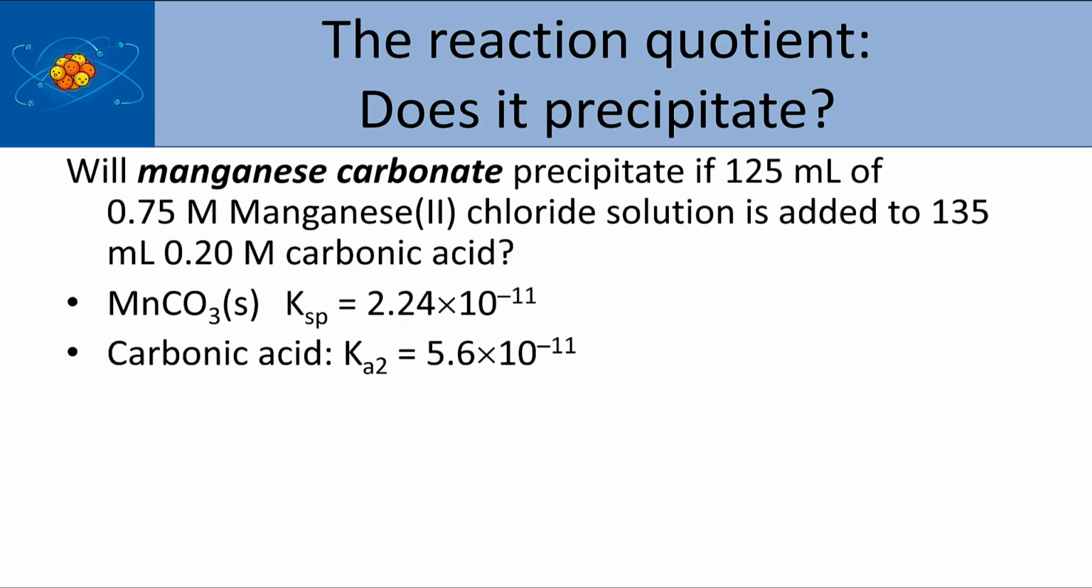So here's another problem. Looks very similar. This is for a manganese carbonate. I don't know why I fixated on carbonates. I think it was just in my head. Anyways, we have 125 milliliters of 0.75 molar manganese chloride solution. So we got to recognize that we have the manganese ion here that we're using, right? And we're adding it to 135 milliliters of 0.2 molar carbonic acid. And the question is, does it precipitate?